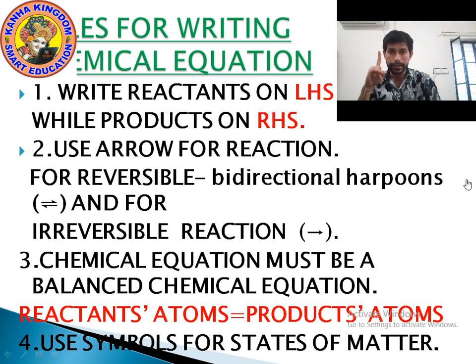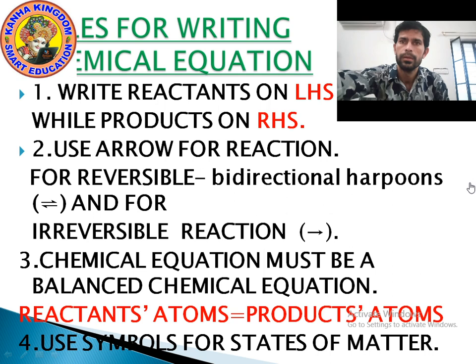Rule number 1: write reactants on the LHS and products on the RHS. Rule number 2: use a bidirectional harpoon for a reversible reaction, and for an irreversible reaction use the yield arrow. Rule number 3: the chemical equation must be balanced, meaning atoms should be balanced. Rule number 4: use state symbols. Now let's move on to the next point.